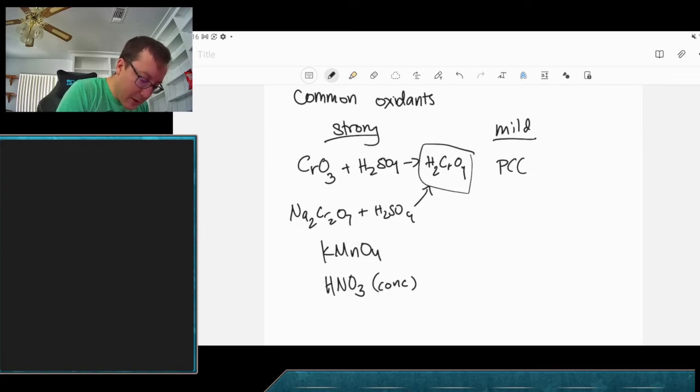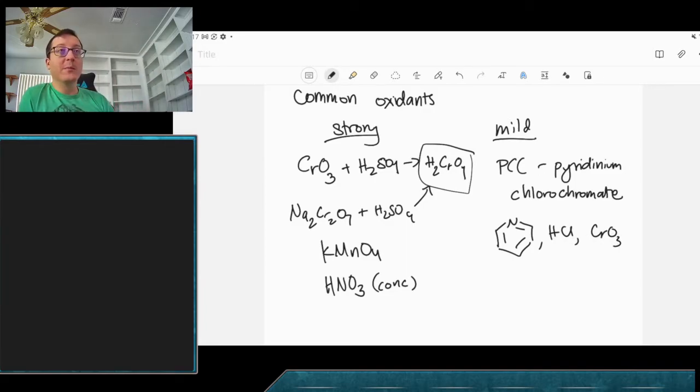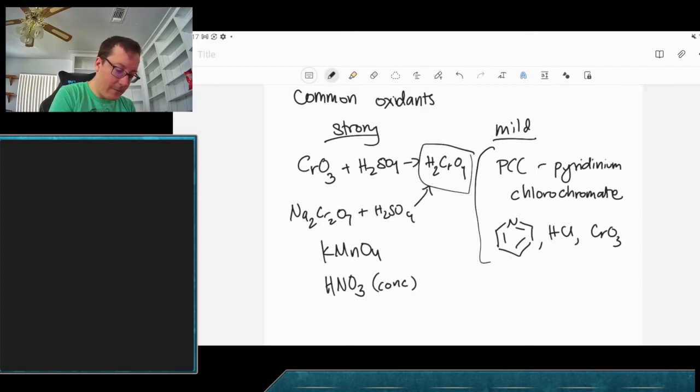We're going to have PCC, which is pyridinium chlorochromate, which is a mixture of pyridine, HCl, and CrO3, chromium 6 oxide. This is all the same thing.